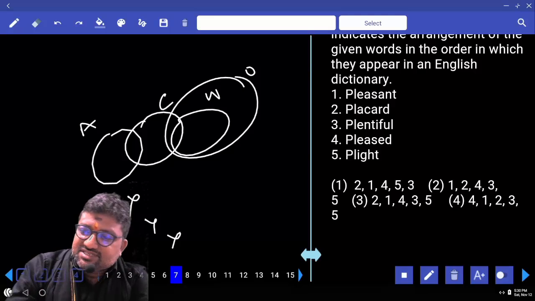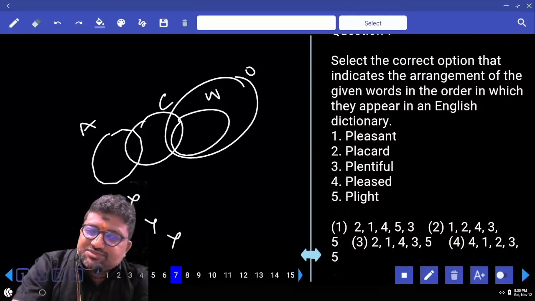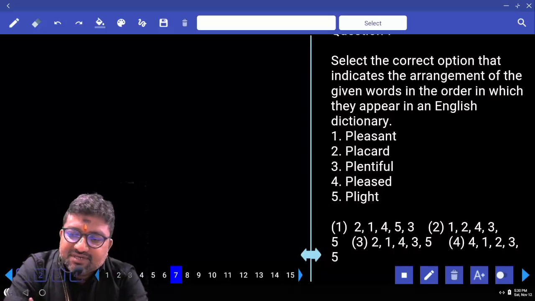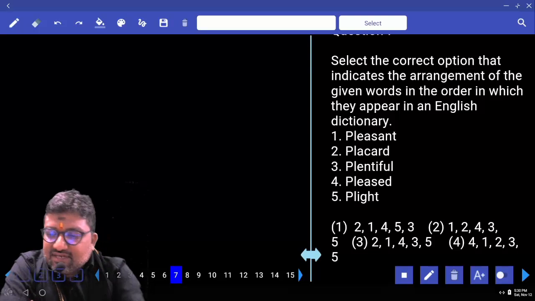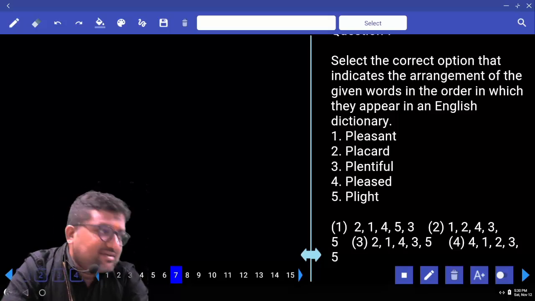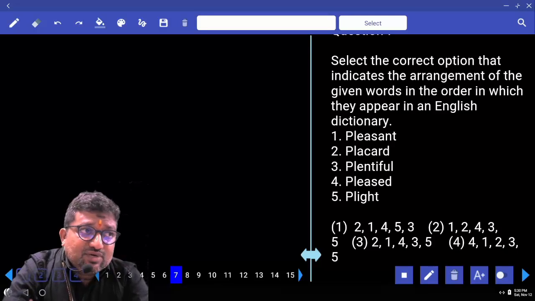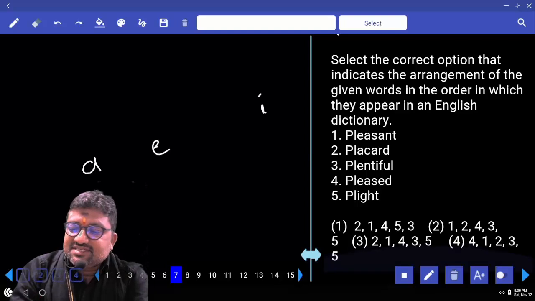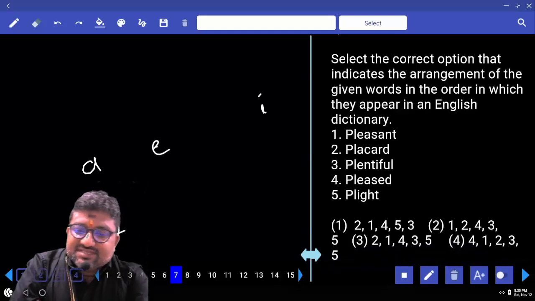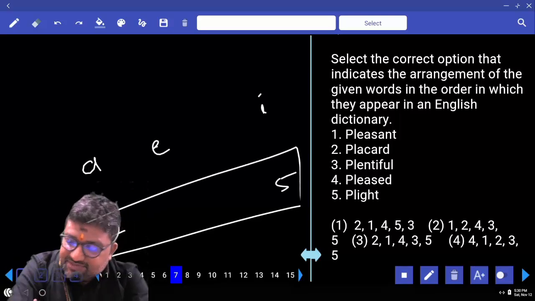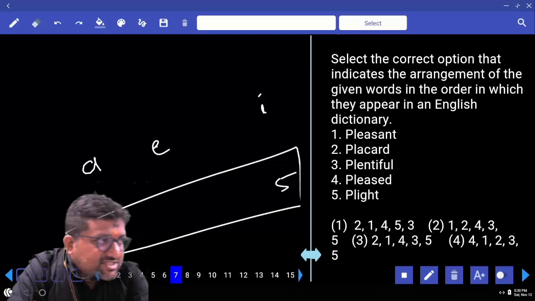Next, is this about dictionary order? Yes. Select the correct option that indicates the arrangement of the given words in the order in which they appear in an English dictionary. If you observe carefully, the first 2 letters of all the 5 words are the same. Next is E-A-I. E-A-I. What comes first? A. Next E. Finally I. Where do I see A? 2. Where do I see 5? The answer should start with 2 and end with 5. Look into the options. Done. Will I waste time with the other 3 words? No.